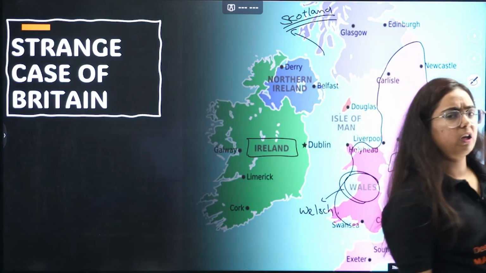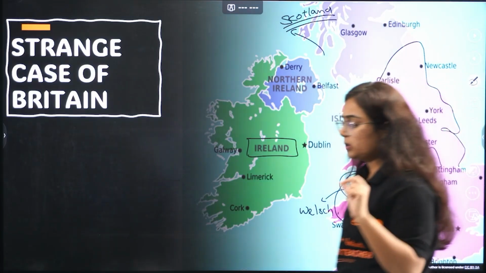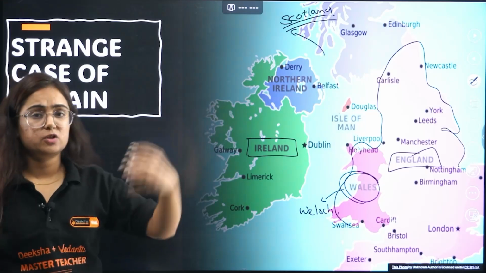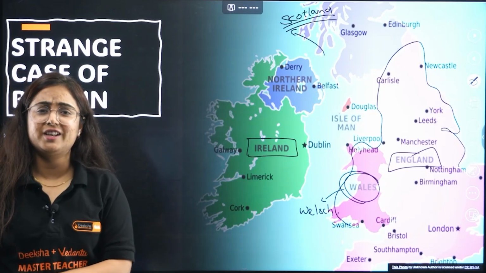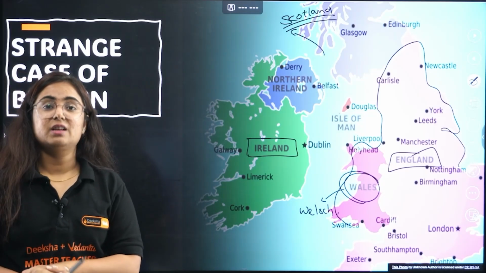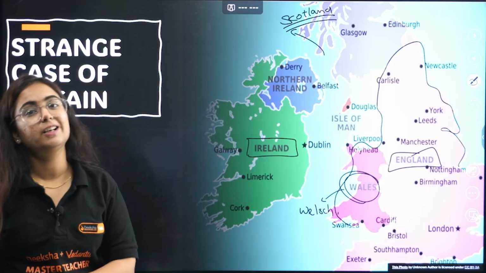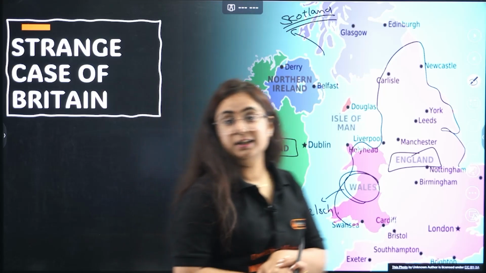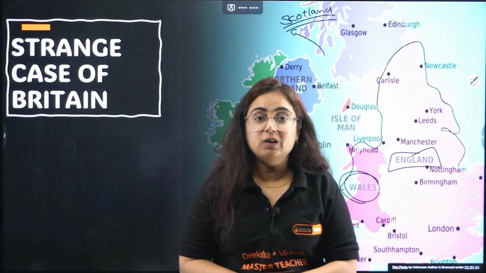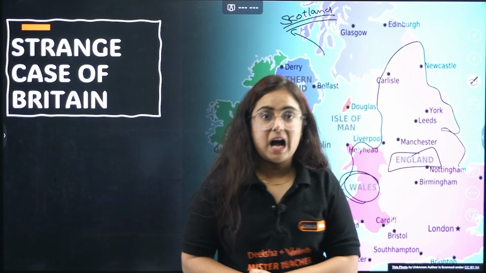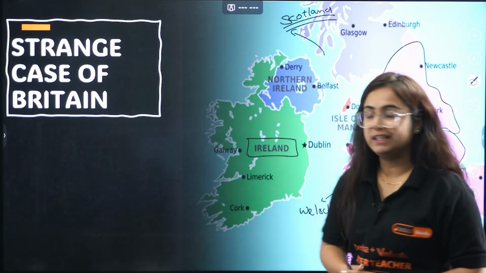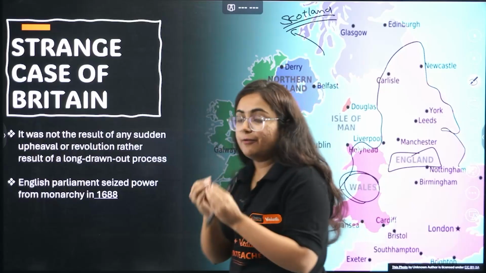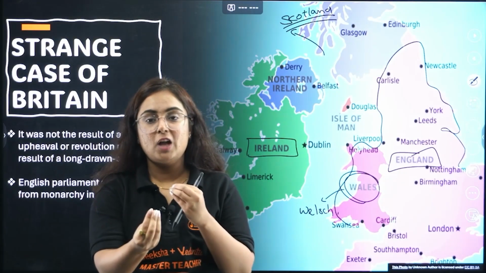Ma'am, we are talking about Britain. Why are we talking about Ireland and Scotland here? Because they have a shared history, right? When we use the word Britain and not England, there is a difference. Do you remember, we call it the United Kingdom of Great Britain? How Britain became great, how it became the UK, that is the United Kingdom, is the strange case we are going to study right now.